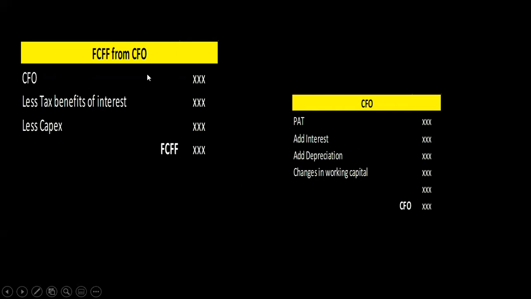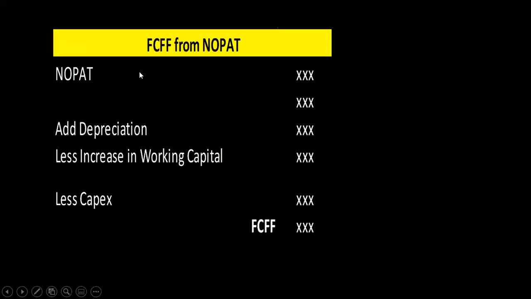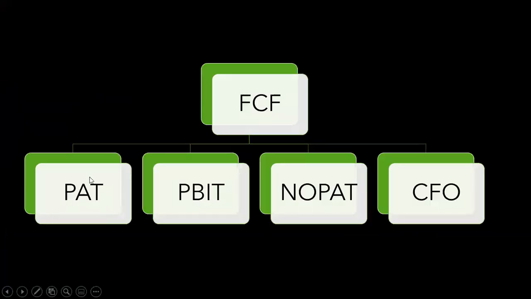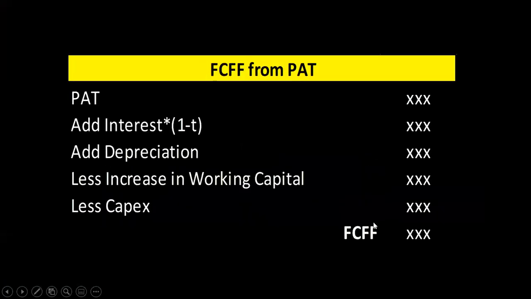So FCFF can be calculated from PAT, can be calculated from EBIT, can be calculated from NOPAT, can be calculated from CFO. In the process, we are also able to see that FCFF is adjusted PAT, adjusted EBIT, adjusted NOPAT, and adjusted CFO.